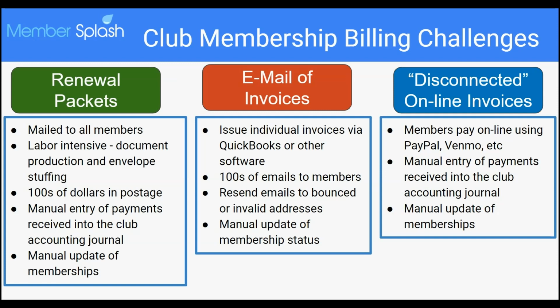There is also the other possibility, and that is that you are doing online invoices, but what I call disconnected online invoicing. Basically, this is when clubs use services like PayPal or Venmo to allow members to do online payments. However, PayPal and Venmo aren't connected to your accounting software or to any membership application or even a spreadsheet that you might be using. So it does imply a manual entry of payments received into the club's accounting software or journal, and again, a manual update of memberships. With MemberSplash, we can really help to ease the pain of membership billing.